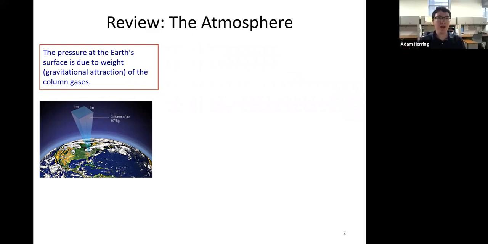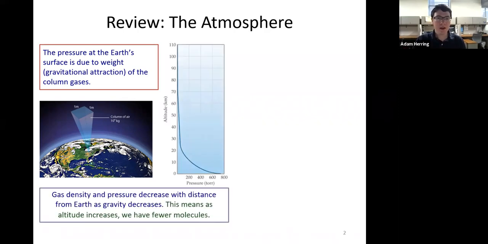And we know that pressure is the force that's applied per unit area. And so the pressure at the surface of the earth is in part due to the weight of that column of gases. And if we go up in elevation, then the density of gas is going to decrease, as well as the pressure. And the reason for this is because there are fewer molecules up above that point.